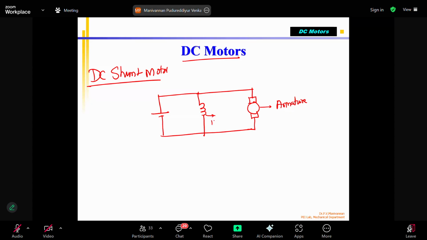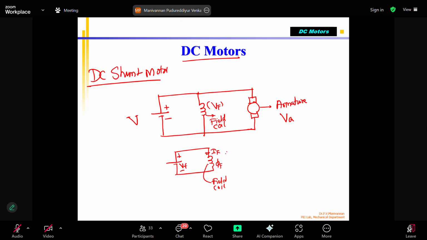This is the field coil, and this is the supply voltage, V supply. As I told you, sometimes you can have two separate voltages. For the armature, we supply VA, and for the field coil, we supply VF. Some books show the shunt motor like this: this is the field, VF, a plus-minus DC voltage, and this is IF, the field coil.